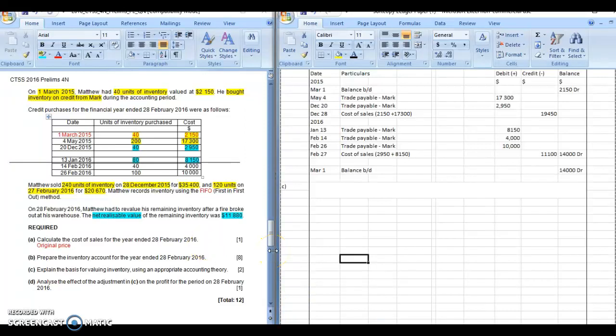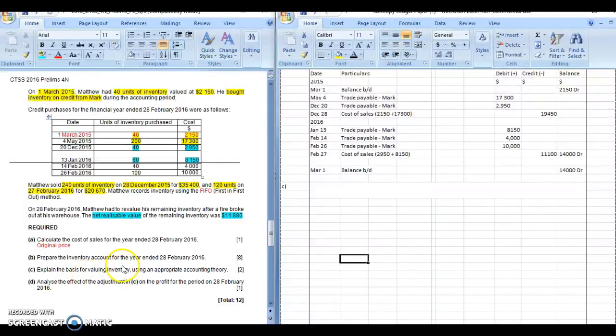Hi there. In this second video, I'll be demonstrating to you how to prepare Part C and D. In Part C, you're asked to explain the basis for valuing inventory using an appropriate accounting theory.